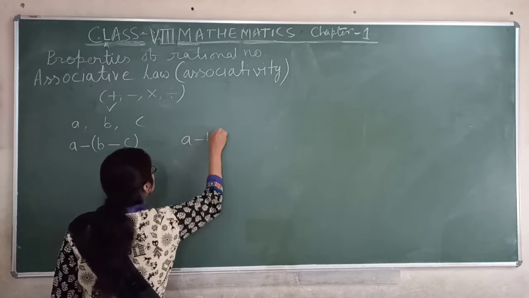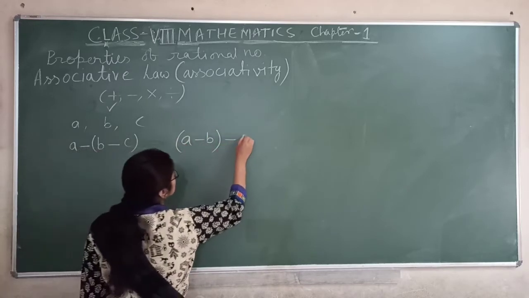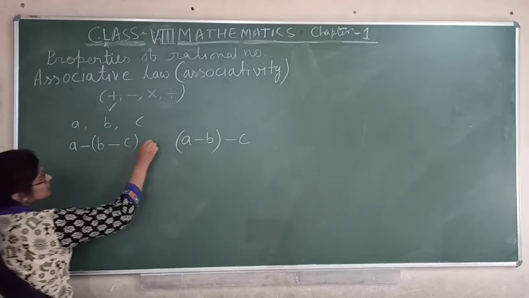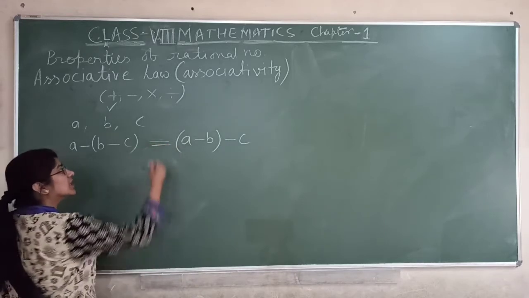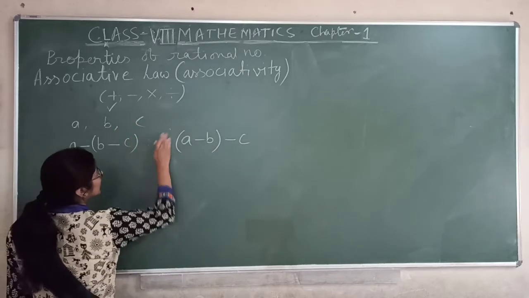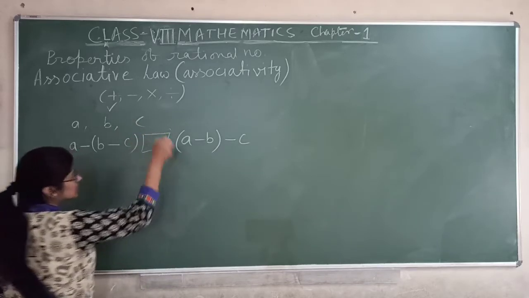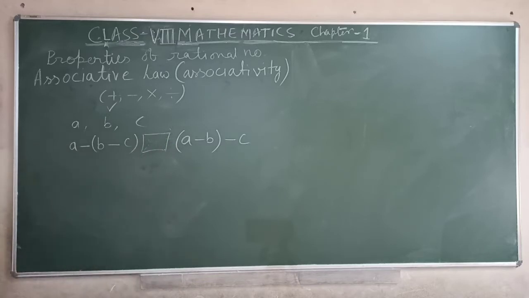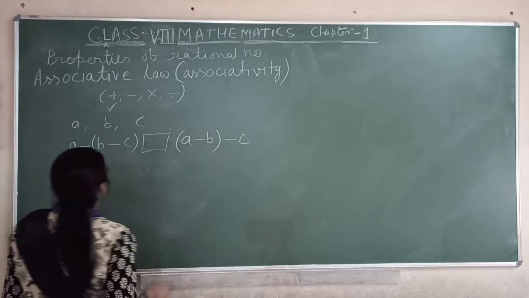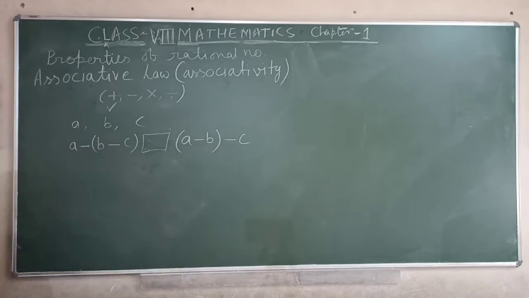A minus B and minus C. If this law is applicable, we will put an equal sign here. If not applicable, we will not put an equal sign here. Presently we are leaving this place as it is. We are just checking. So A minus B minus C should be, if applicable, A minus B within bracket, then minus C.